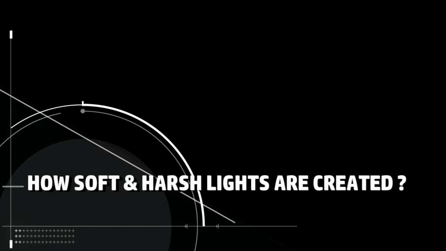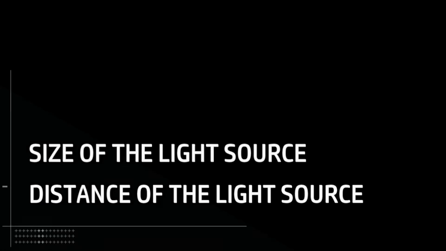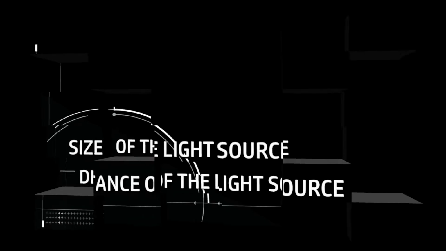Let's move on to the next topic: how the photographer creates harsh light and soft light. There are two factors in photography which decide whether the photograph will be soft lit or harsh lit. The two factors are the size of the light source and the distance of the light source. First, let us discuss the size of the light source.